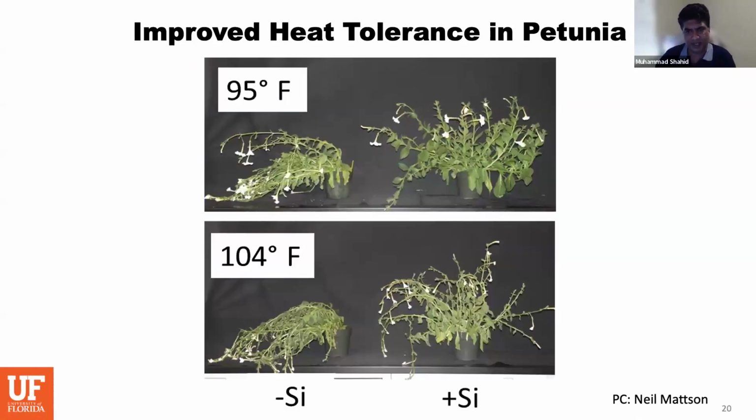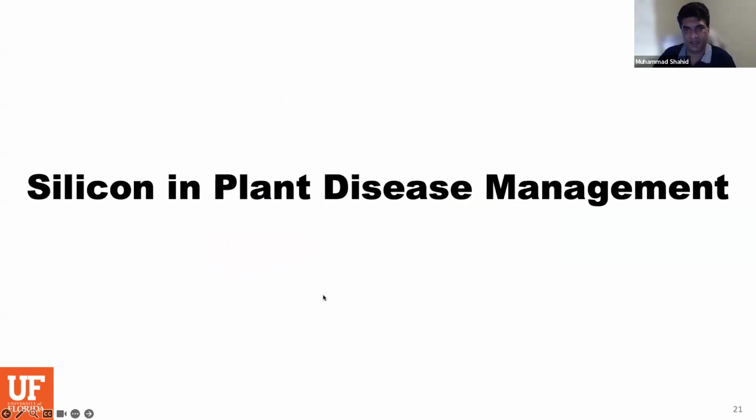This is also the study by Dr. Neil Madsen on heat tolerance. I will not talk more about that, but just show you how silicon is important in inducing heat tolerance, like petunia plants exposed to 95 Fahrenheit, a super high temperature. The silicon-treated plants are showing better, even though they are wilted, they are still not in bad shape as compared to the non-silicon treated ones.